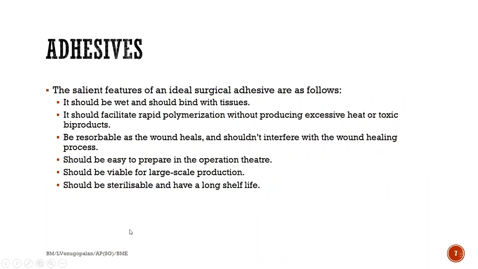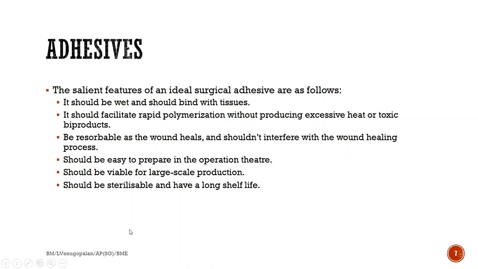Now, adhesives are like glue, right? Surgical glue. So, there are certain salient features of an ideal surgical adhesive, which are as follows. First of all, it should be wet and it should bind to tissues. Right? If you are trying to stick a wound together, then you need a glue that will bind tissue, right? You can't just use any glue to stick the tissues, right? So it should facilitate rapid polymerization without producing excessive heat or toxic byproducts.